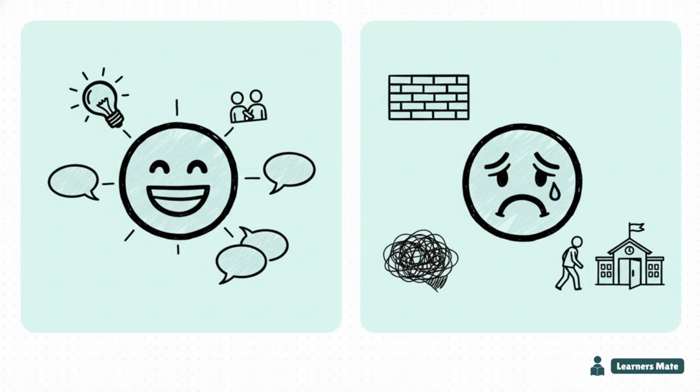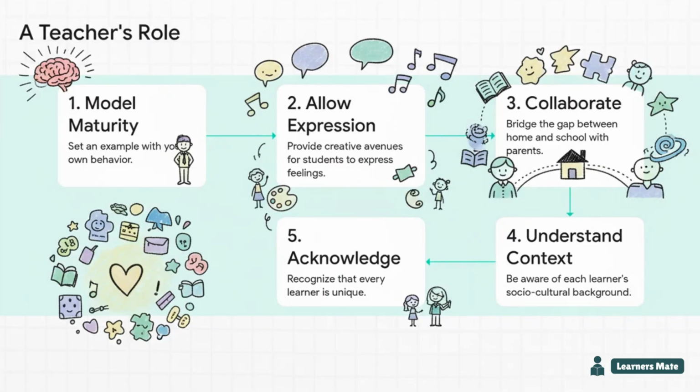So the big point is this: emotional well-being isn't some fluffy soft skill. It is the absolute prerequisite for any academic success. And this puts teachers in a really powerful position. It all starts with them, with modeling emotional maturity. From there, it's about creating a safe space for expression, working with parents to connect home and school, and, maybe most importantly, truly understanding and acknowledging that every single student walks in with a different story.